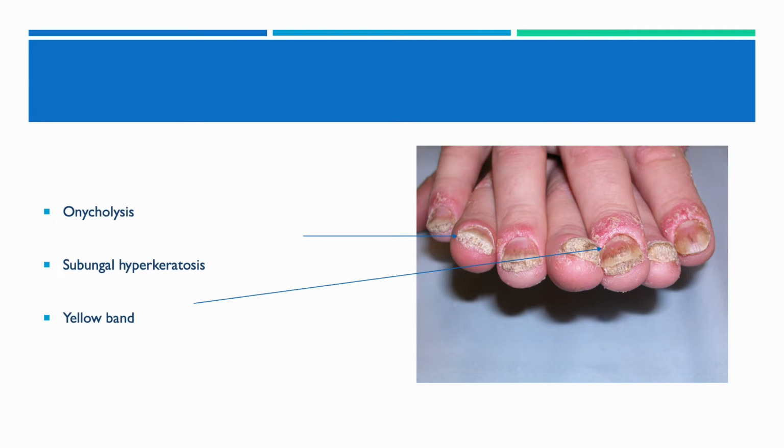More advanced nail psoriasis showing onycholysis, separation of the nail plate from the nail bed. Subungual hyperkeratosis, so thick skin which is pushing the nail plate up. And very often what you see in psoriasis is at the point where the nail plate is still adherent to the nail bed below, you'll find a yellowish band as illustrated in this image. So pits, onycholysis, subungual hyperkeratosis, yellow bands are the features of nail psoriasis.